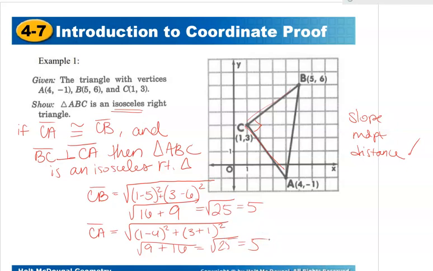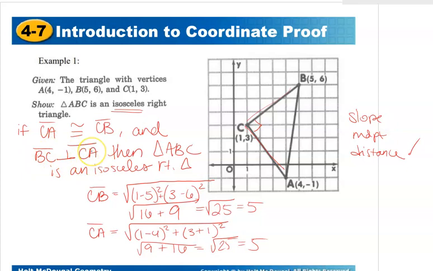If you're not sure, it looks like they should be equal and you're getting not equal, just double check your work like I did there. So it looks like CA and CB are congruent. Awesome. Now we have our second step.